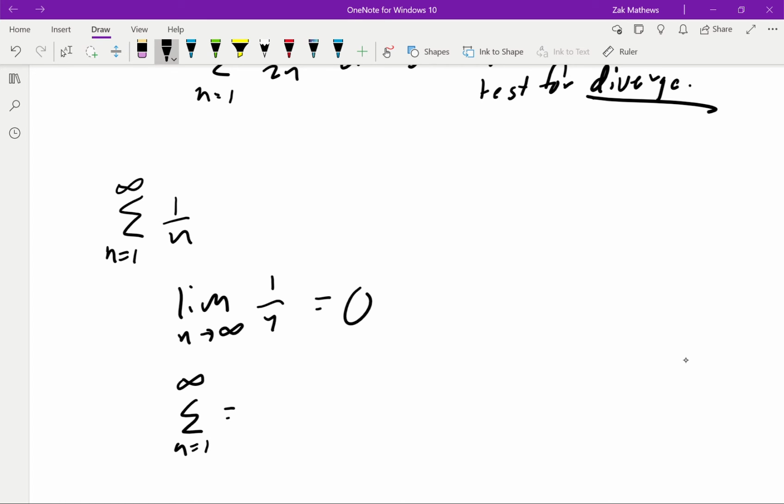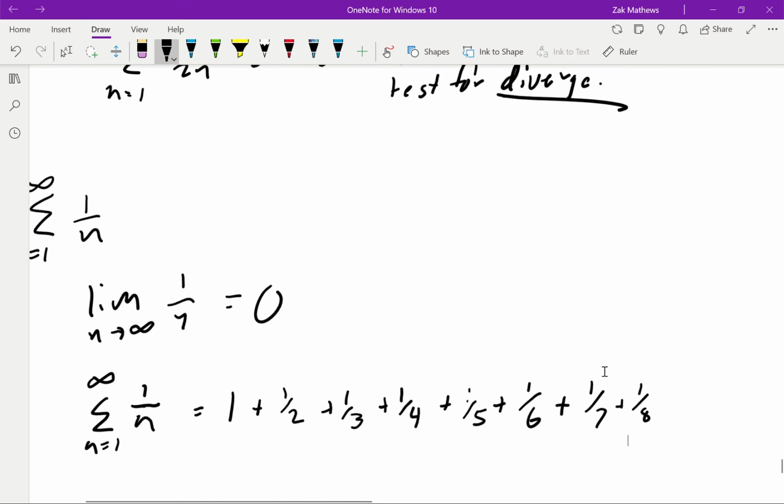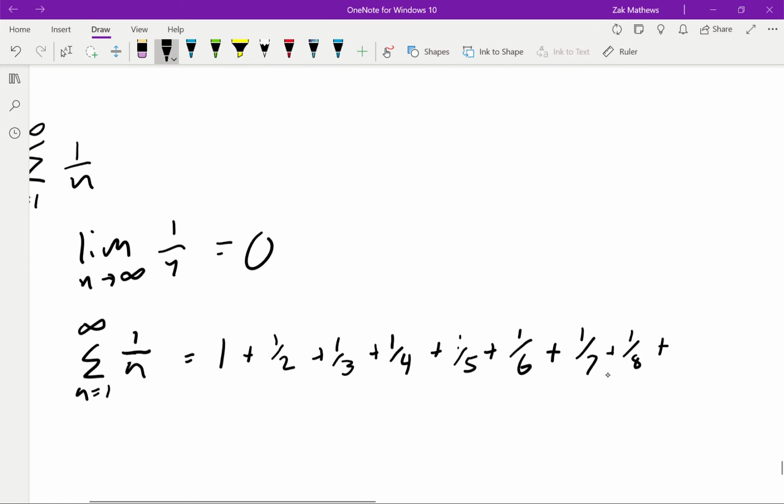So let's think about what this series would look like. We'd have 1 over 1, which is 1, then we'd have 1 over 2, a half, then we'd have a third, a fourth, a fifth, a sixth. We're just going to keep going. I want to write out quite a few terms so we can really see what's going on. There's obviously more here.